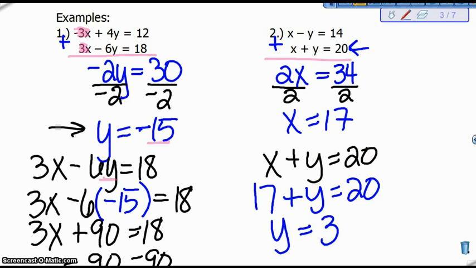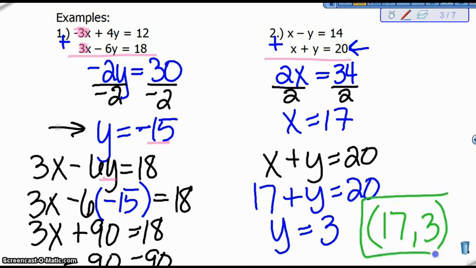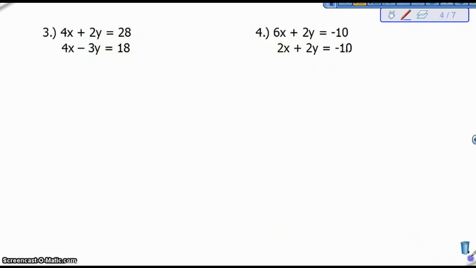And then the last thing we need to do is make sure we write it into an ordered pair, and that would come out 17, 3. So if you remember what I said yesterday, if you were to graph these 2 equations on your coordinate plane, this ordered pair is where your 2 lines would intersect. Alright, let's move on to your next examples.